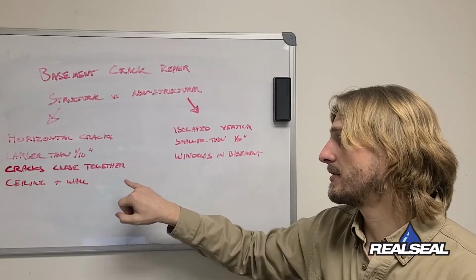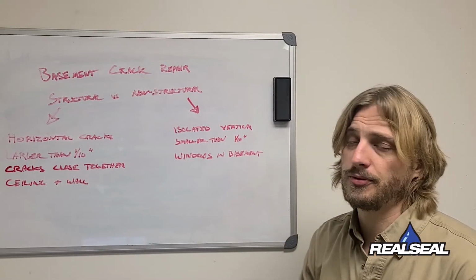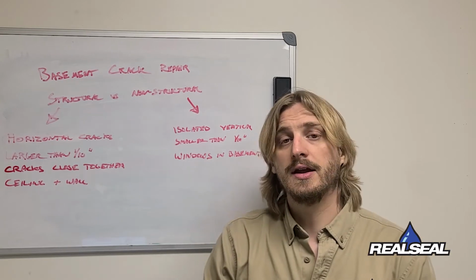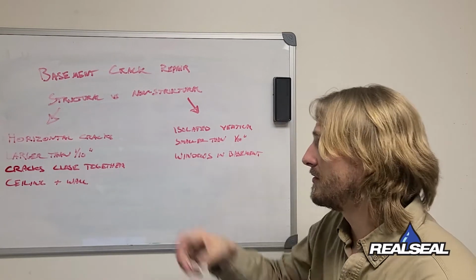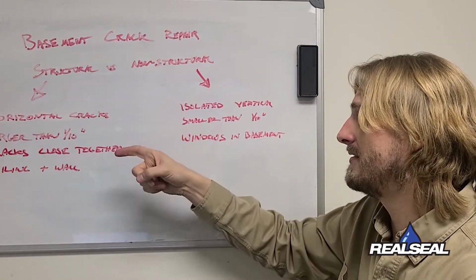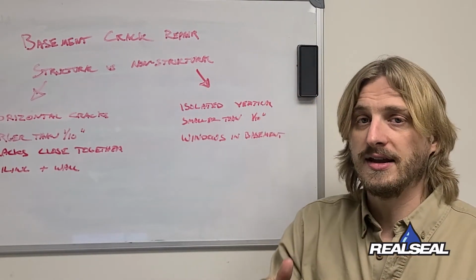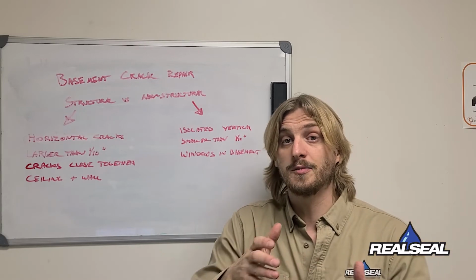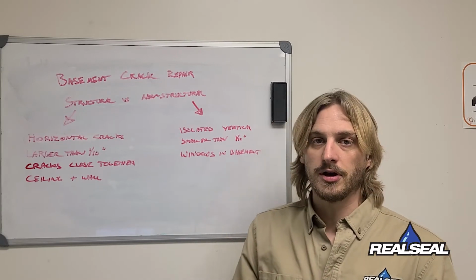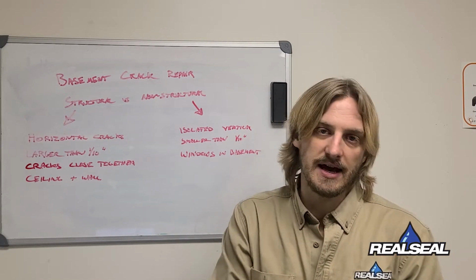For the cracks that are really close together and that go up through the ceiling and walls, we can have a number of different solutions between the carbon fiber plates and piers depending on exactly what's going on, but those tend to be a little bit more non-specific. You have to see exactly what's going on in order to tell exactly how to fix it.